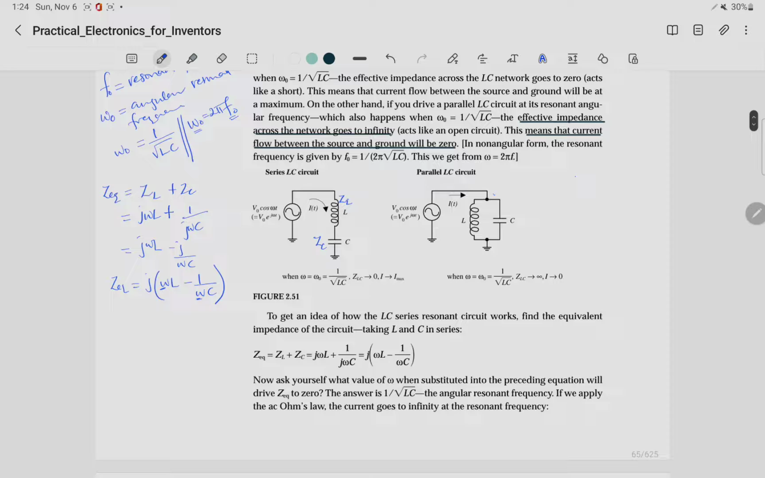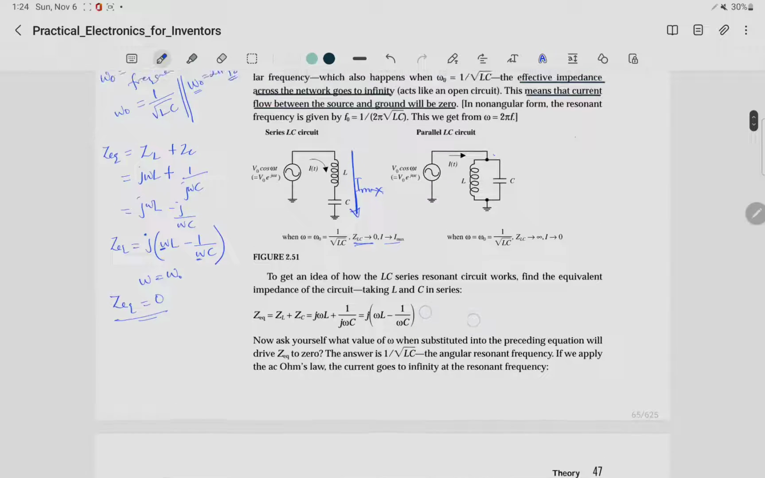So at what value of our angular frequency does our impedance become zero? It's when our angular frequency is equal to omega naught, the resonant frequency. So this will be equivalent to 0. When the equivalent impedance of these two is 0, it behaves as a short circuit, and the current flowing will be maximum here.